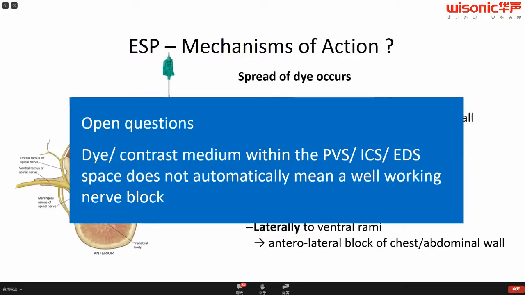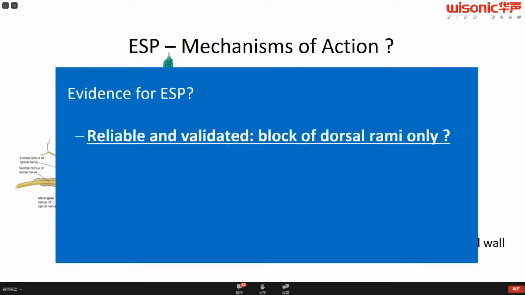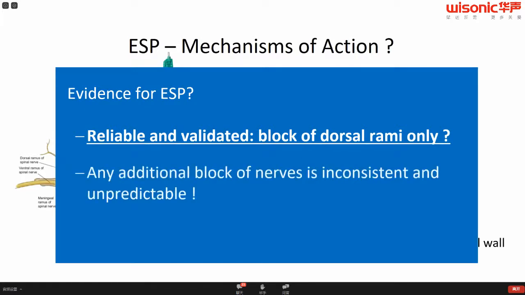But the open questions that remain are, if we can see dye or contrast medium within the paravertebral space, the intercostal space, or in the epidural space, does this automatically mean a well-working nerve block? I don't know. What is the evidence for the ESP? Reliable and validated is only that the ESP blocks the dorsal rami. Any additional block of nerves, such as the spinal nerves or the sympathetic nerve, is inconsistent and unpredictable, but it would be very nice if we have a block of these other nerves.